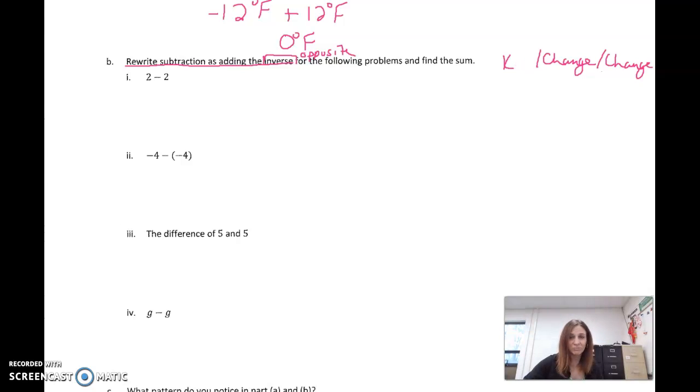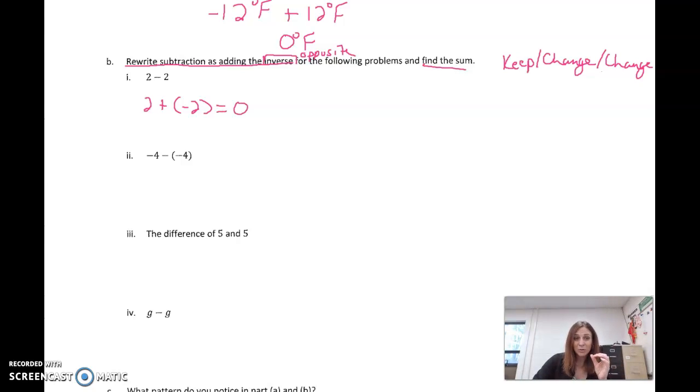If I could spell correctly, or neatly, I guess I could be a little better about that. So we're rewriting subtraction as addition. The way subtraction becomes addition is subtracting is the same thing as adding the opposite. So instead of saying 2 minus 2, we can say 2 plus the opposite of 2, which is a negative 2. Keep, change, change. Then we have to find the sum. Well, notice that these are opposites. If you think of a number line, if I go to the right 2, and then I go to the left 2, I'm back at 0.